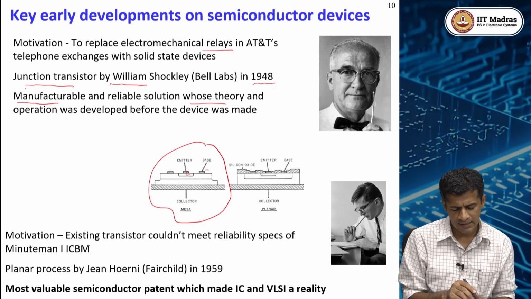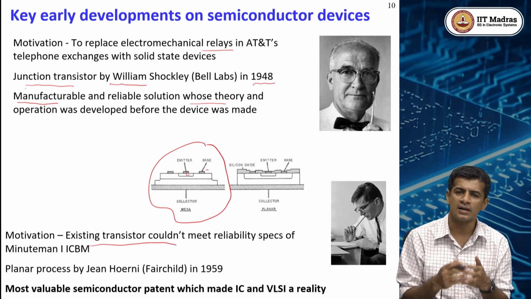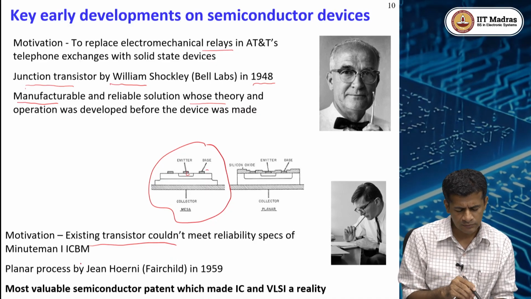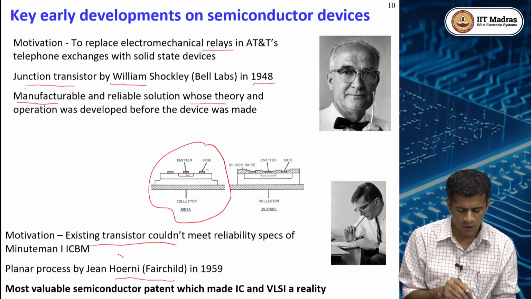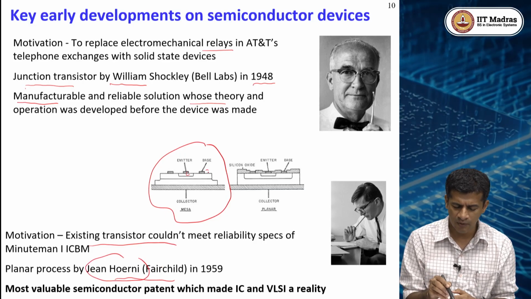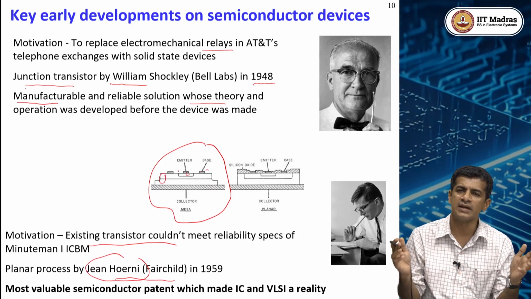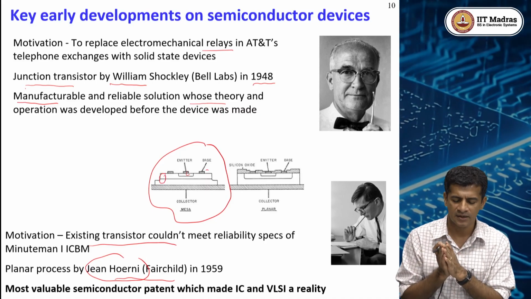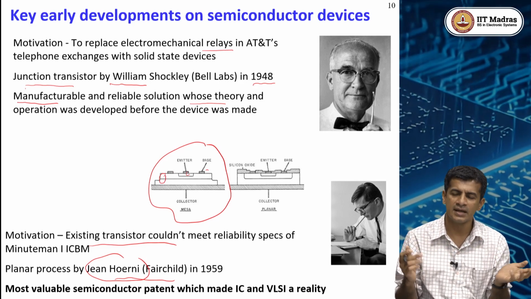But the problem was that the existing transistor could not meet the reliability specs of the Minuteman I intercontinental ballistic missile. One of the first companies working on semiconductors was Fairchild Semiconductor. John Hoerni came up with the idea of the planar process. He found that the issue is that you have all these exposed junctions. You will see later in the course about PN junctions, the region between a P-type semiconductor and an N-type semiconductor. If you leave the junction exposed, it will affect the reliability, leakage current, and all those things.